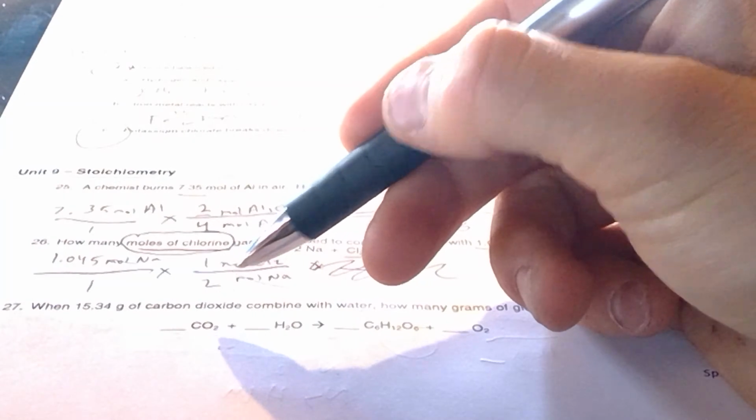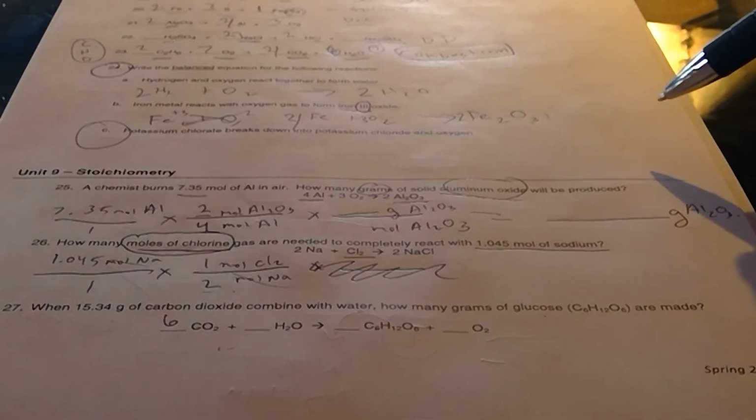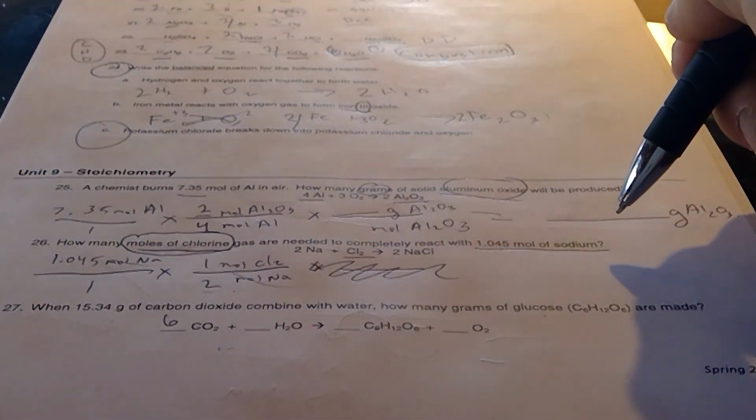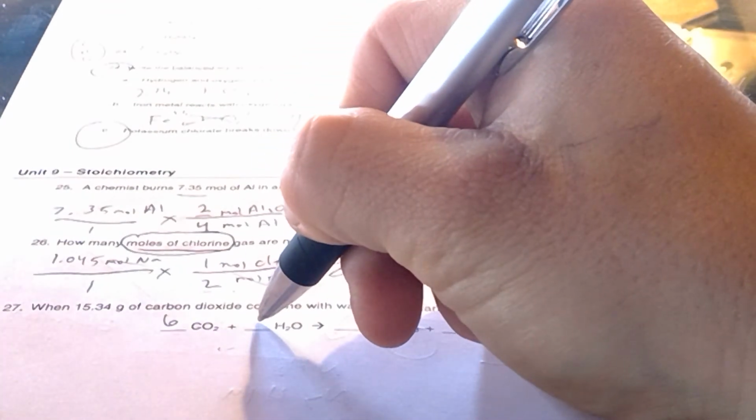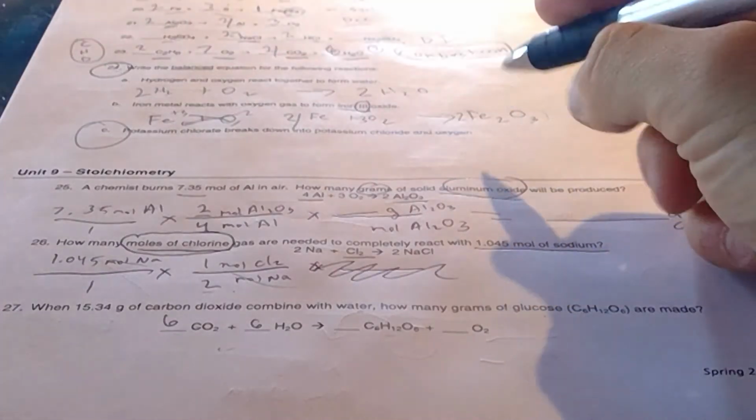So let's do carbons first. Let's do the C, H, O. So 1 carbon here, 6 are here, so I'm going to put a 6 here. And then let's do H's next, right? We have 12 H's over here, 2 here, so that's going to be 6. And then that'll give us that particular one.